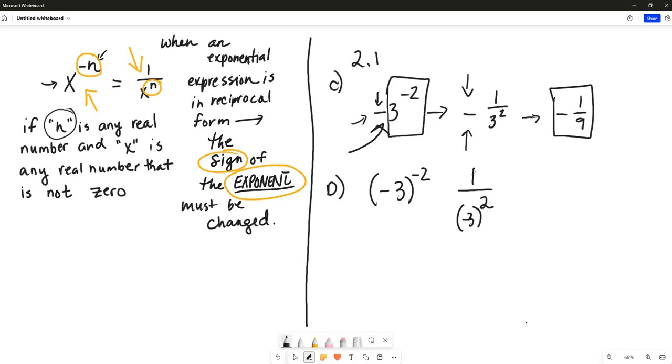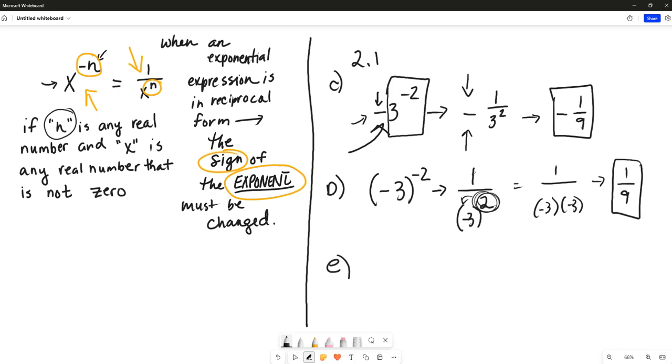Now we remember what our rules are from algebra. If something is in parentheses, then that exponent applies to everything that's in the parentheses. So this means that this could be rewritten like this, right? Negative 3 times negative 3. So the answer to this simplification is 1 over a positive 9.